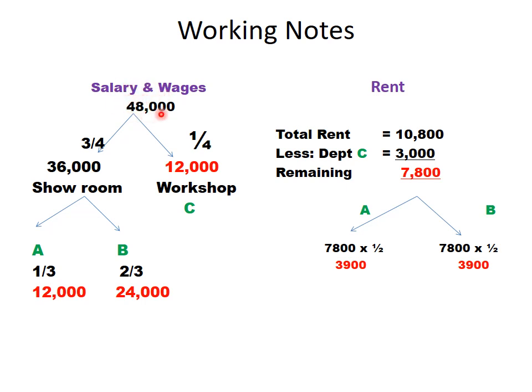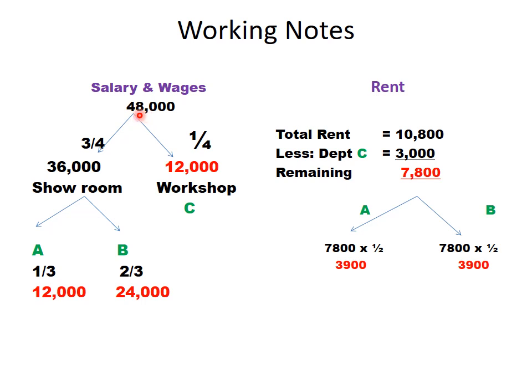Salary and wages. Total salary is 48,000. 3/4 will go to AB and 1/4 will go to C. I repeat, 3/4 will go to AB and 1/4 will go to C. So 48,000 into 3/4, you get 36,000. That 36,000 distribute to A and B in the ratio of 1:2. So the flow of calculation goes like this, students.